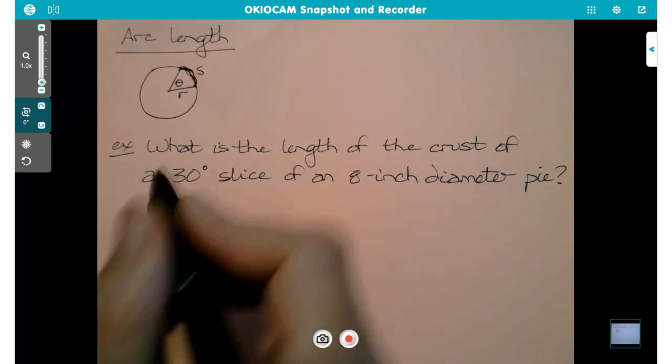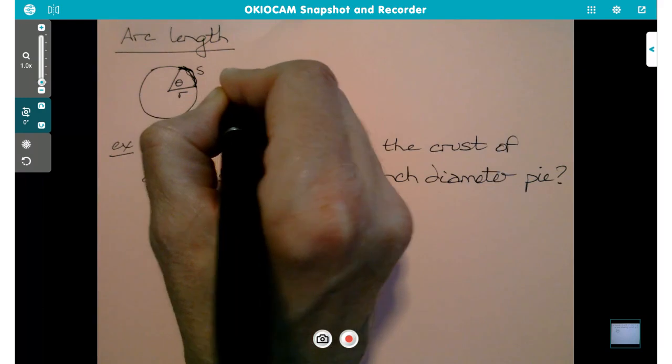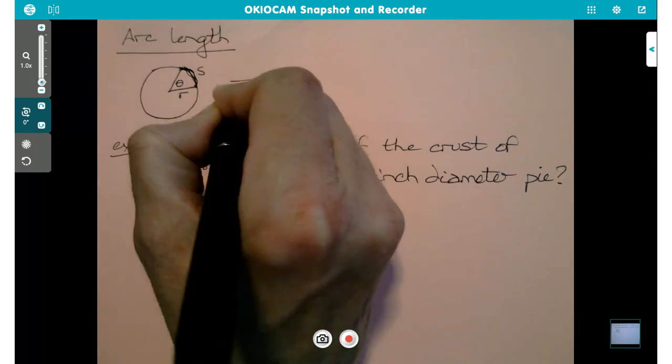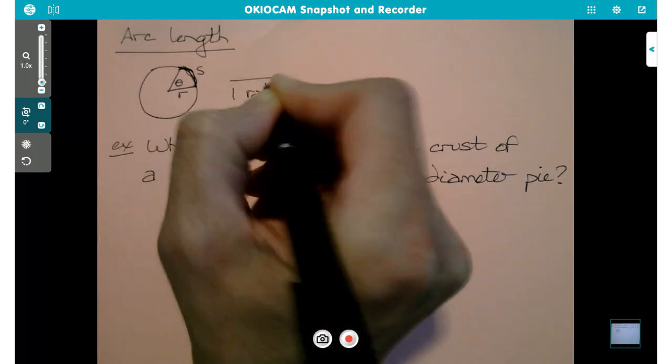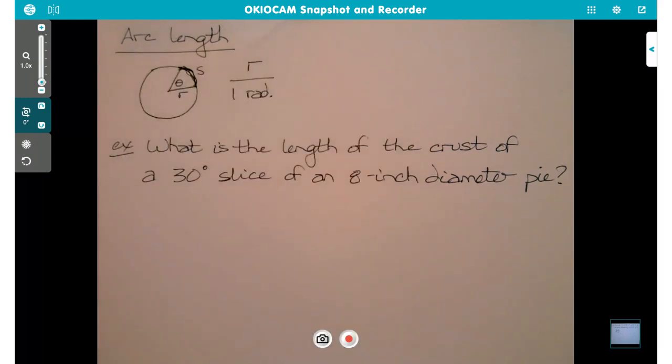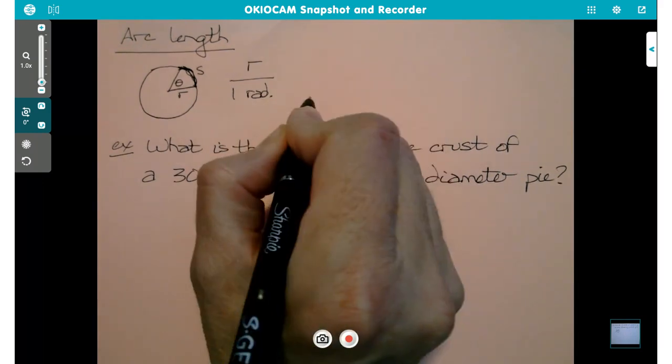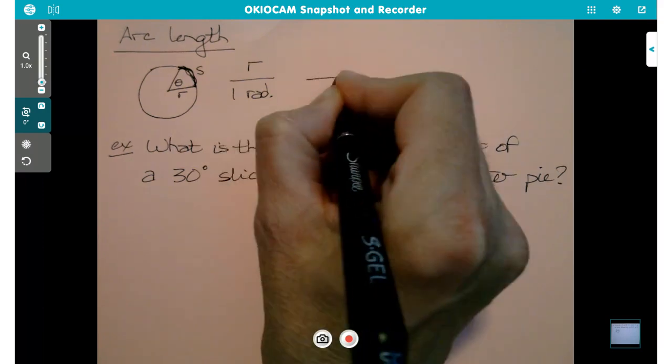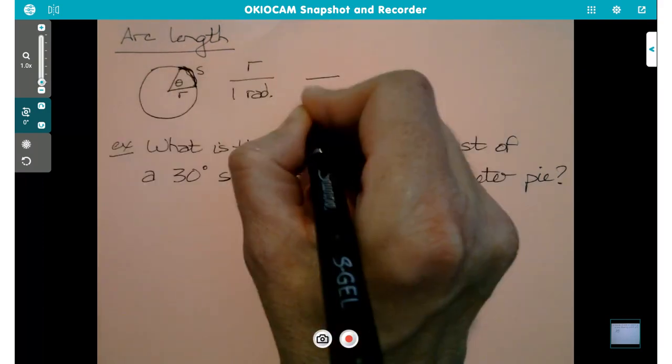We already know that if we have an angle of 1 radian, the arc length is the same as the length of the radius of the circle. That's the definition of what a radian is. But what we want to know is, what if I have some other central angle of the circle?